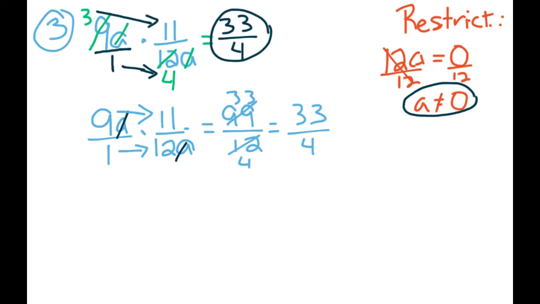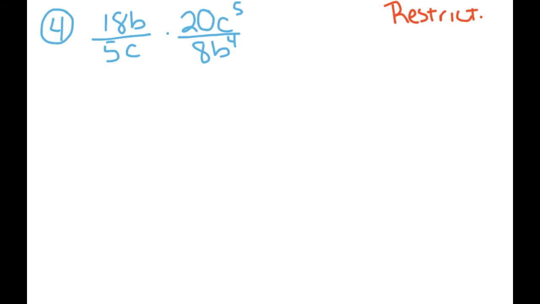All right, let's do another example. All right, so here we have 18b over 5c times 20c to the fifth over 8b to the fourth. So the first thing we're going to do is look at our restrictions. We have two denominators. The first one is 5c. We set it equal to 0. Divide both sides by 5. 0 divided by 5 is 0. So c cannot equal 0.